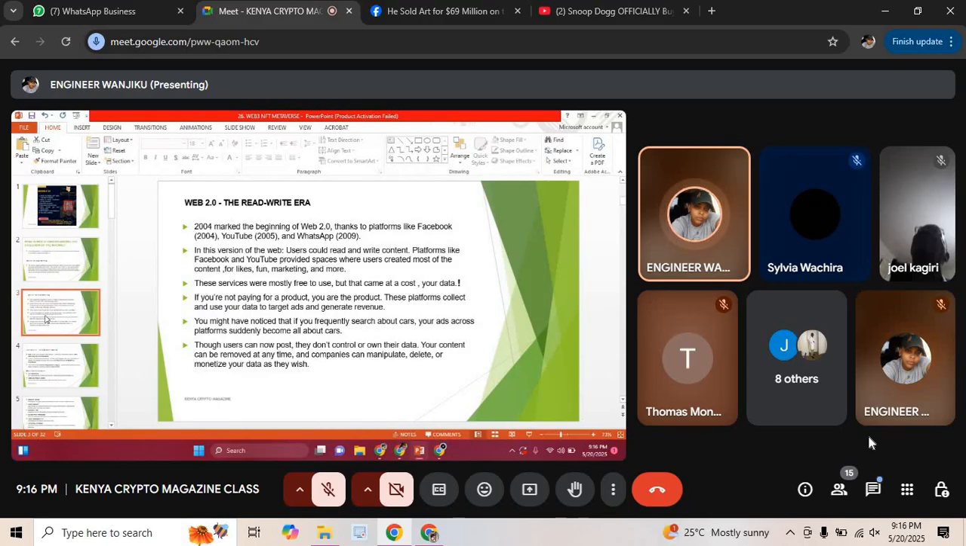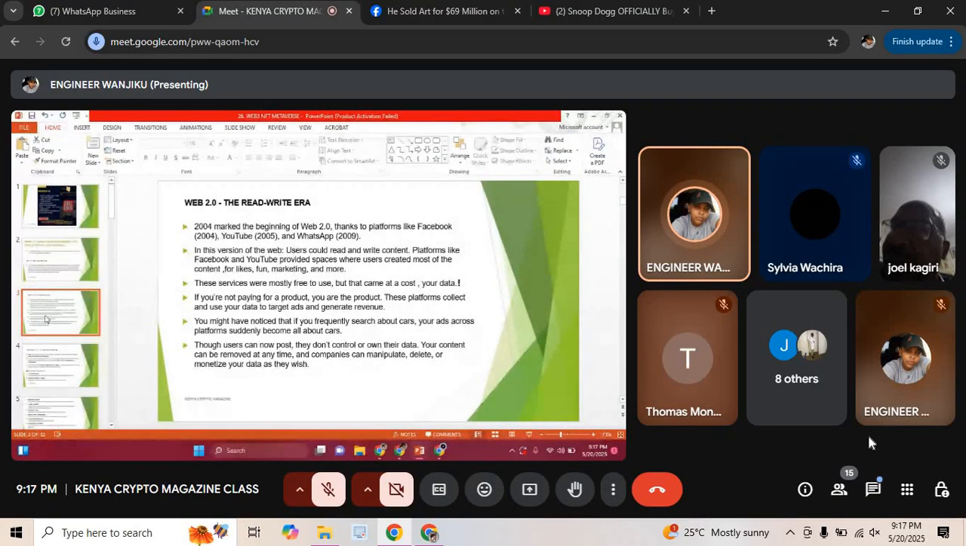So how do we get to understand this? You might have noticed that if you frequently search about cars on Chrome, then your ads across all platforms suddenly become about cars. You can use this example. Since you started studying crypto and all things charts, you'll notice, because you've been researching mostly about crypto and charts, the advertisements across your platforms, across Instagram, across YouTube, have suddenly changed and now become about either cars, charts, crypto, or forex brokers, because of the charts.